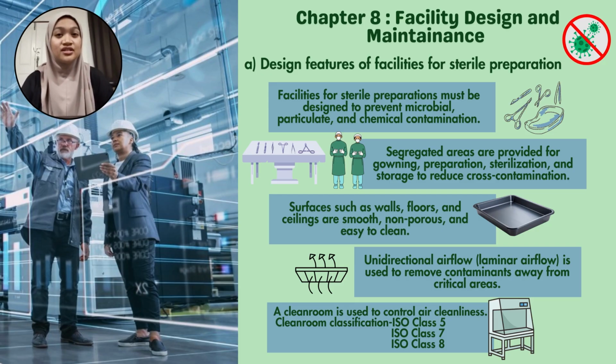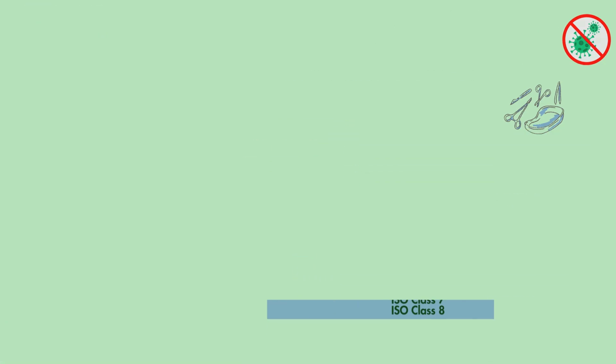Another key feature is the unidirectional air or laminar airflow, which supplies clean air and removes contaminants away from critical areas where sterile products are handled. Positive air pressure is also maintained so that contaminated air from outside cannot enter the sterile area. In addition, walls, floors, and ceilings used need to be smooth and non-porous, making them easy to clean and disinfect. Finally, separate areas for gowning, preparation, and sterilization help reduce the risk of cross-contamination and ensure product safety.